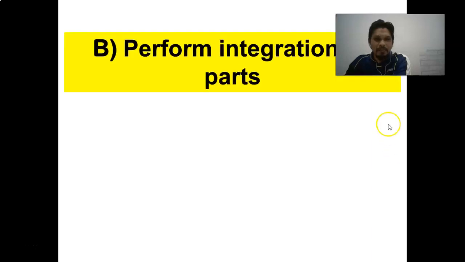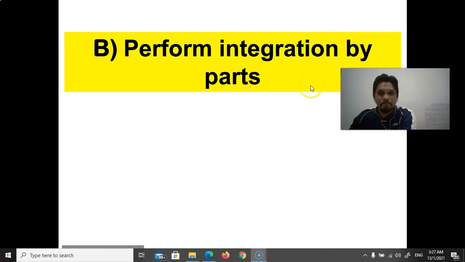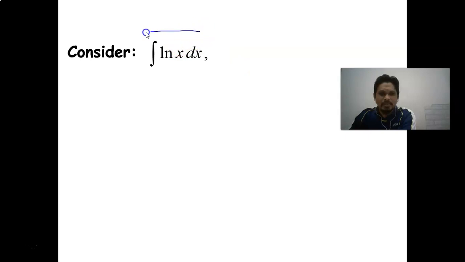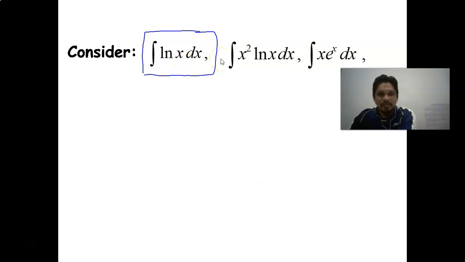Next, perform integration by parts. Consider the function integral of ln x dx. I think we met this example as the first example in lecture 105, the earliest example, which refers to the previous notes of lecture 105. Okay, never mind. So what about the integral of x squared ln x dx, or the integral of x e power x dx?